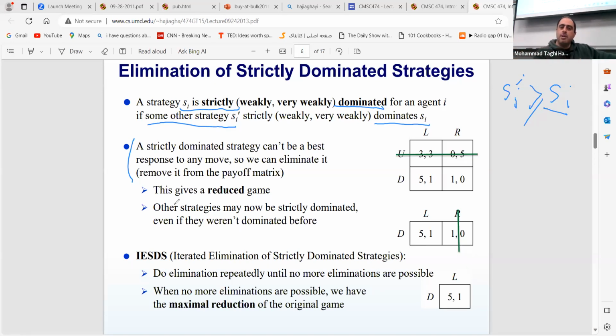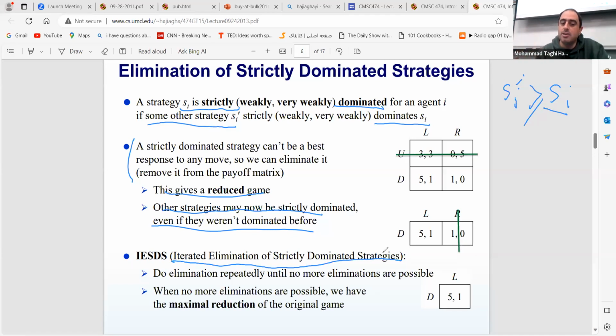And as I mentioned, this gives the reduced form. And these other strategies may now be strictly dominated, even though they were not dominated before. So you can repeat these things or iterate until you get the result that you want. This is the method called iterated elimination of strictly dominated strategies. It says to do elimination repeatedly until no more eliminations are possible.